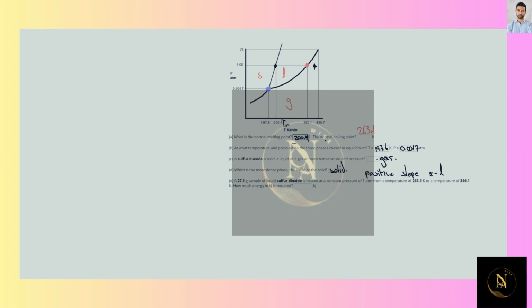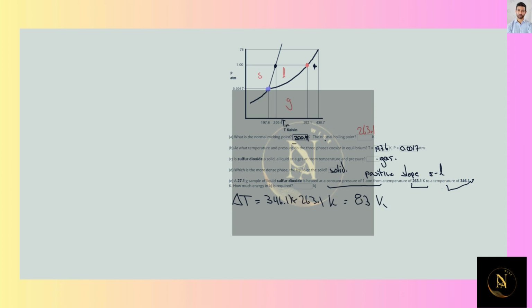And finally, we have a 27.1 gram sample of liquid sulfur dioxide that is going to be heated at constant pressure from 263.1 Kelvin to 346.1 Kelvin. So in this case, the change of temperature would correspond to 346.1 minus 263.1, both in Kelvin. So the change would be equal to 83 Kelvin.